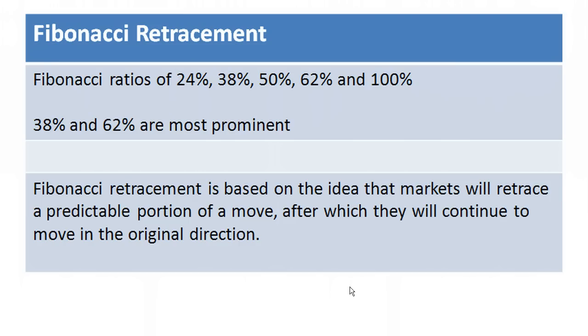So this Fibonacci retracement is nothing but it tries to predict how much a particular trend is going to retrace before it continues on the overall long-term trend, or the bigger trend, or the primary trend. So again, Fibonacci retracement is based on the idea that markets will retrace a predictable portion of a move, after which they'll continue to move in the original direction.